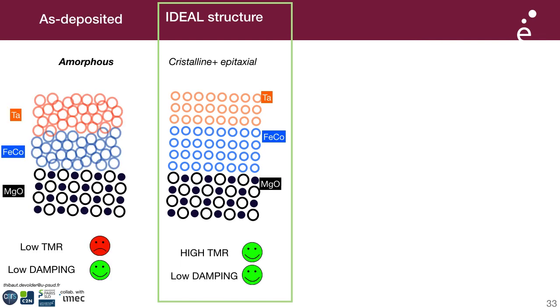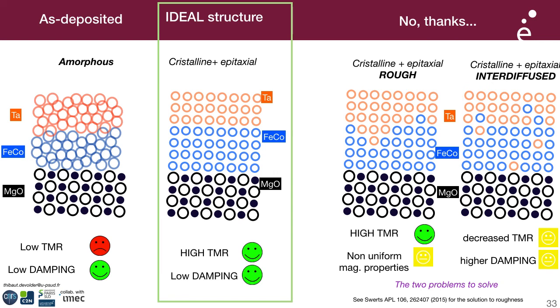Unfortunately, when you deposit the layers, you have to deposit them on 300mm wafers, and the only way to get something that is very smooth is to deposit the layers in the amorphous state. And in this case, you have absolutely no TMR. So in order to pass from the amorphous state as deposited to the ideal state, what people do is they anneal their layer. Unfortunately, when you anneal, you end up with two problems.